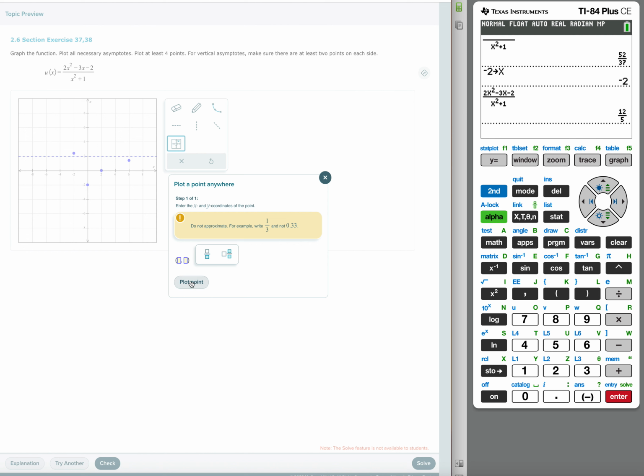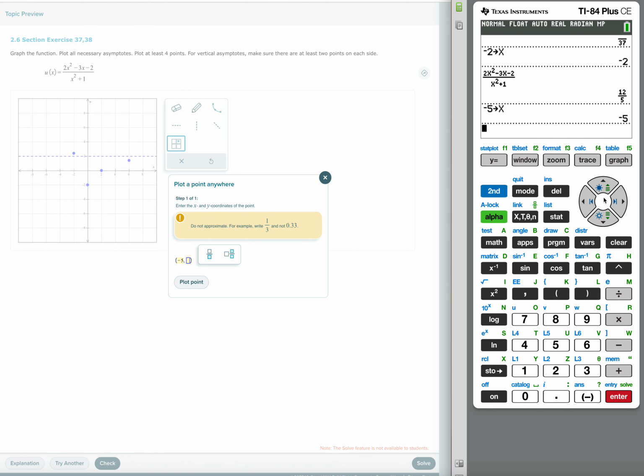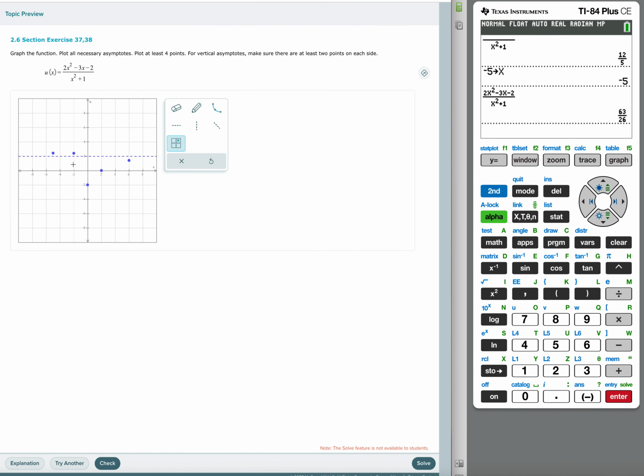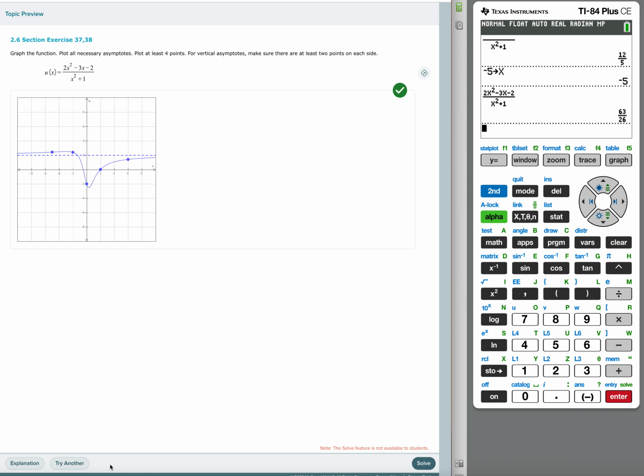Okay, and what did we say we would do? Let's try -5. So -5, and we'll come over here, the opposite of 5, store that as x. We'll go up and get our expression again. When x is -5, y is 63 over 26. And we have more than the 4 points that were required. Let's see how this works. And we can check this. And as you can see, that was correct.